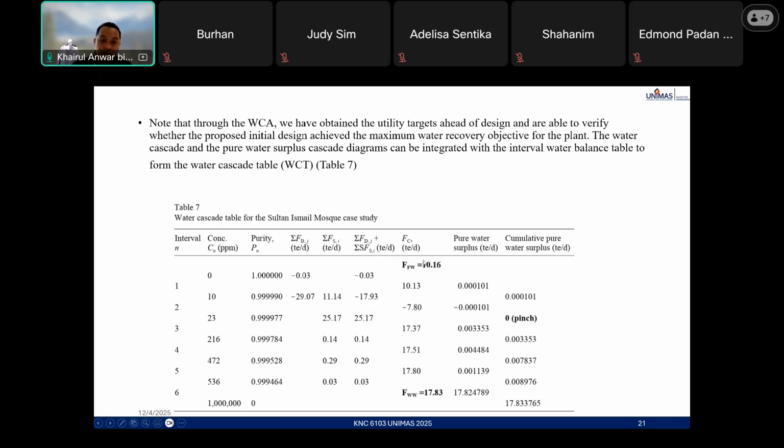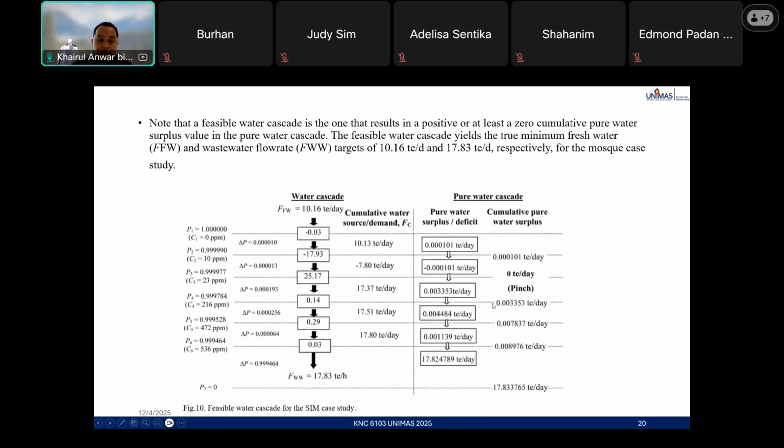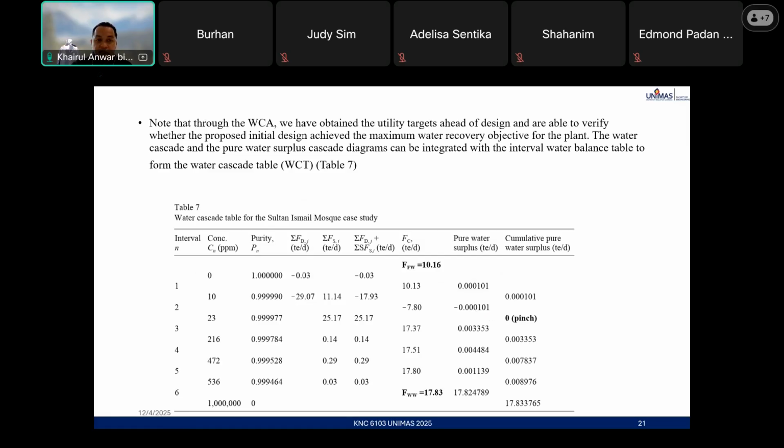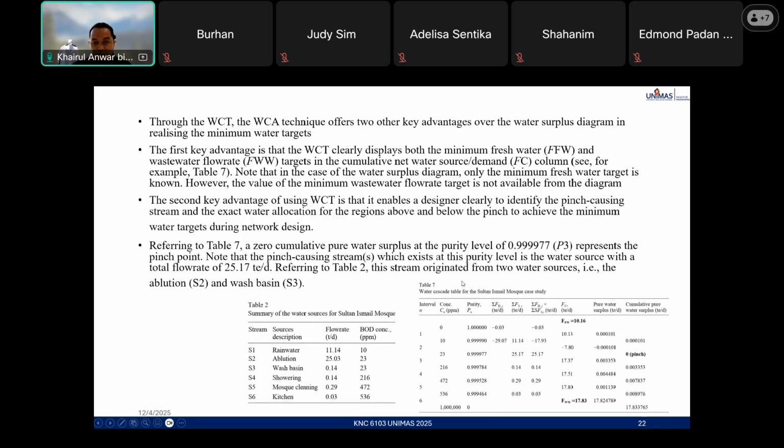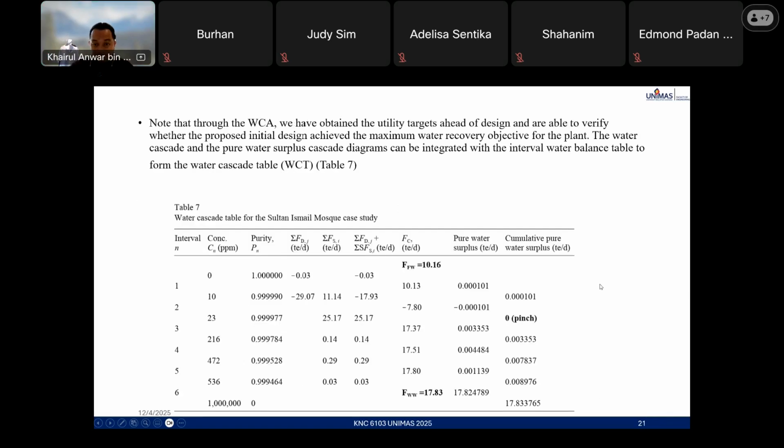How do you get this number? Based on this cascade calculation. This is the water cascade table. So for the water cascade table, you need to do it again. You see here, 10.16 minus 0.03, 10.13, plus minus this 7.8, and 10.13.